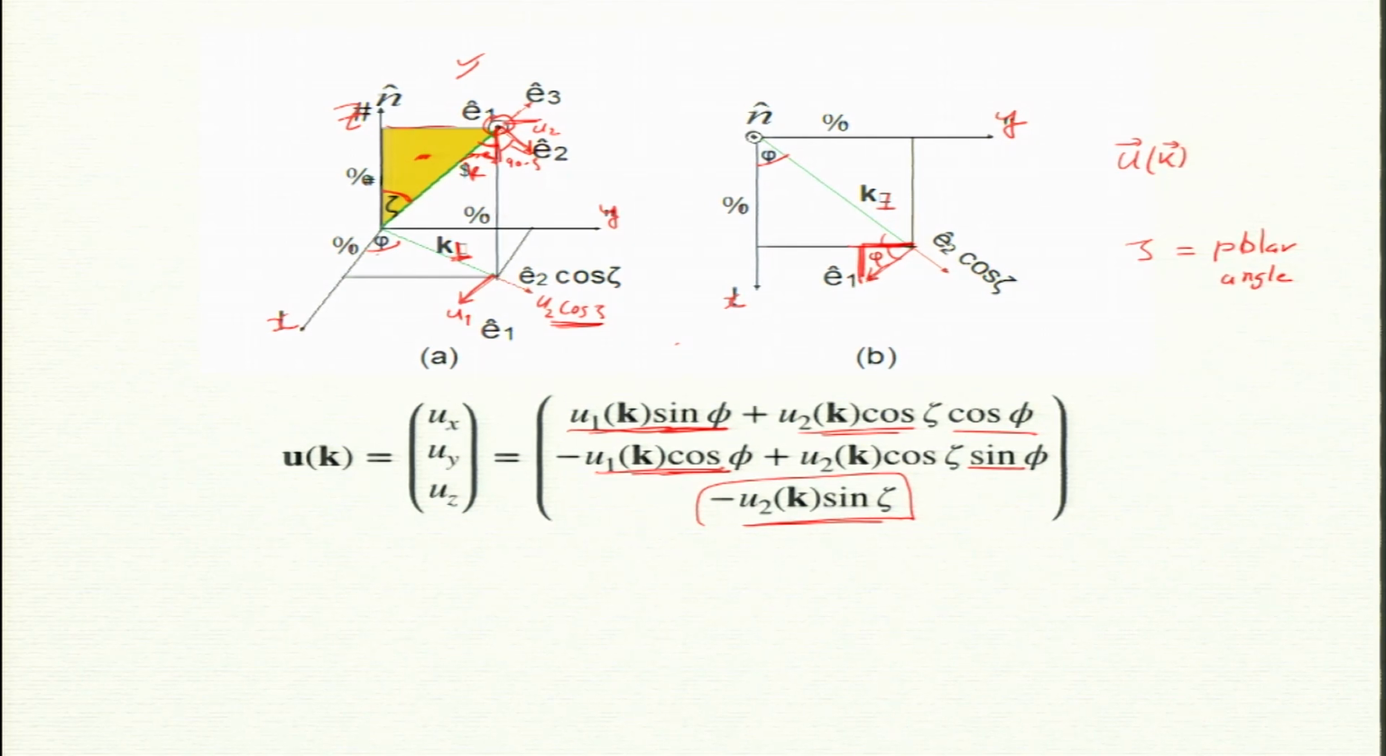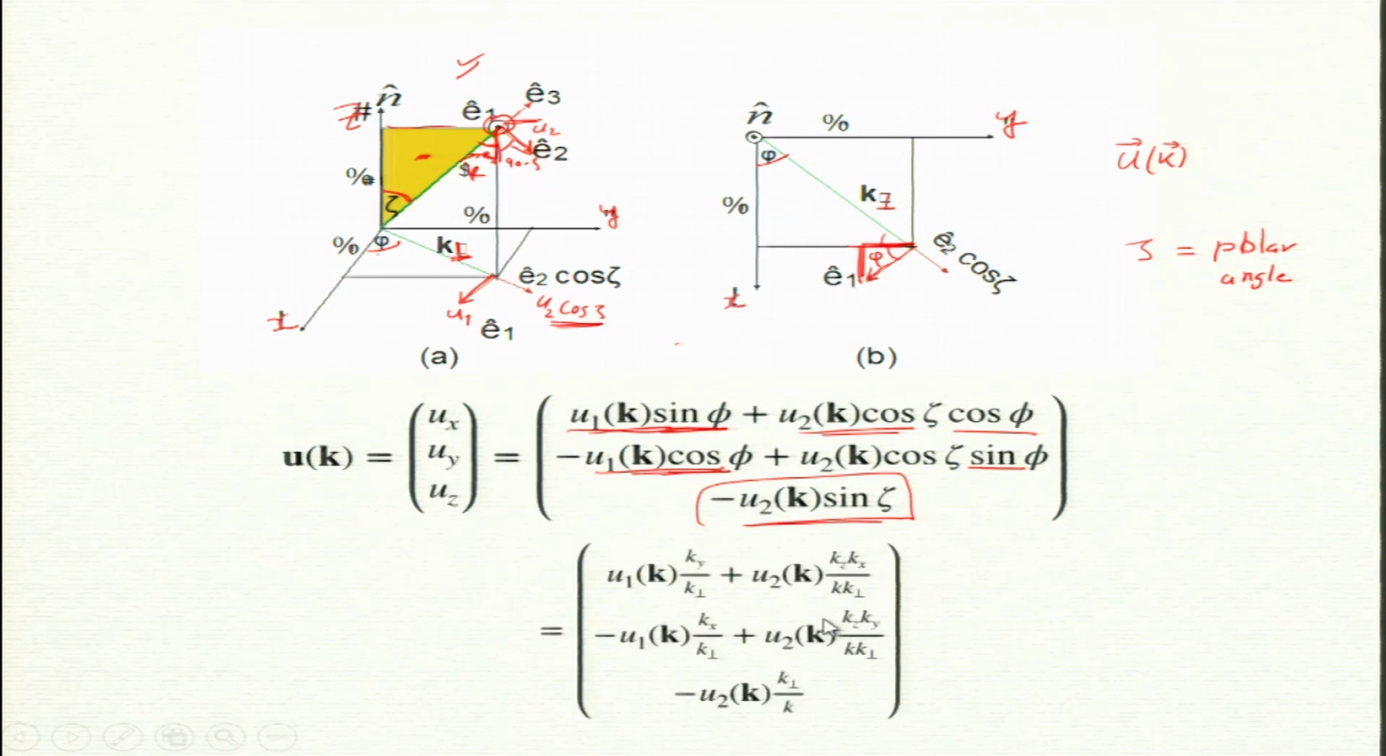Especially in our computer code, we need to transform. If you solve in u1 and u2, you will need to find ux, uy and uz. So, you use this transformation, okay. Now, once you have this cos phi and sin phi, you can express them in terms of kx, ky and kz.